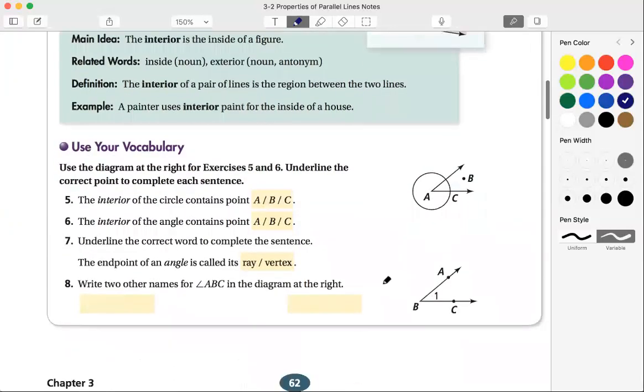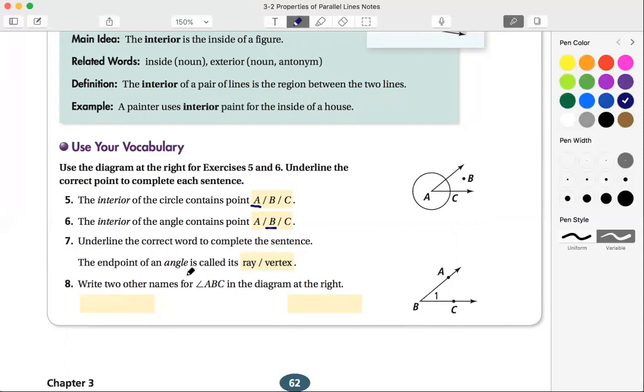Let's use our vocabulary here. We're going to use the diagram to the right for exercises 5 and 6 and underline the correct point to complete each sentence. In number 5, the interior of the circle contains which point? What's inside? It's going to be point A. Number 6, the interior of the angle contains which point? Here's the angle. What's inside the angle? That is point B.